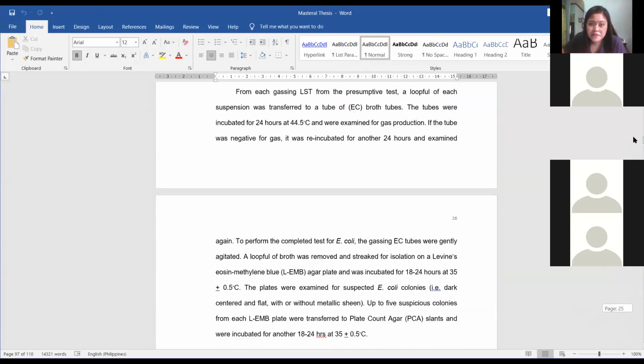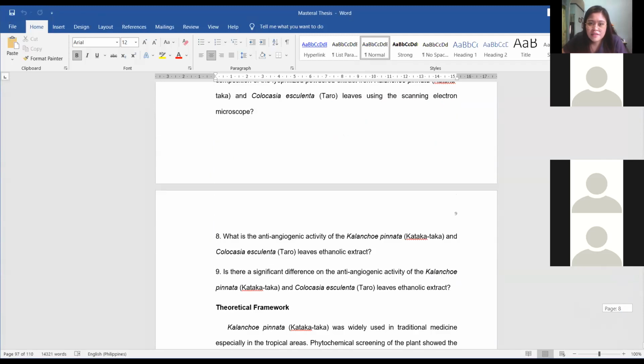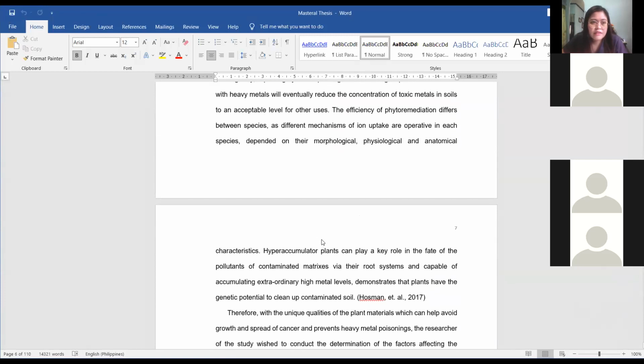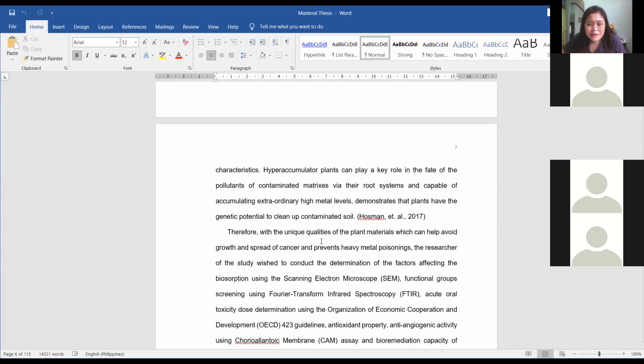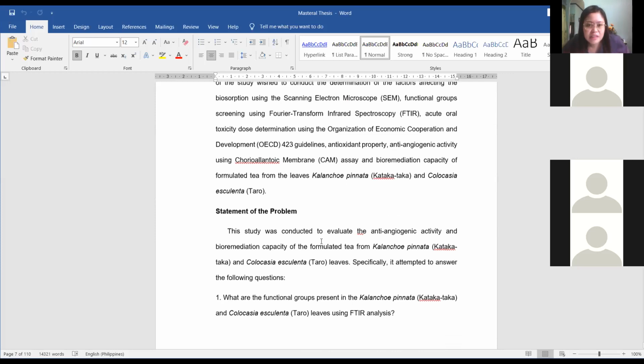Let me go back to the statement of the problem of this study. So this study class is experimental. Again, the title of this is Anti-Angiogenic Activity and Bioremediation Capacity of Colocasia esculenta taro and what's the other plant? It's the Kalanchoe pinnata katakataka leaves ethanolic extract. I think it's formulated tea.